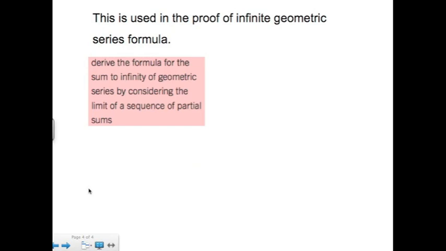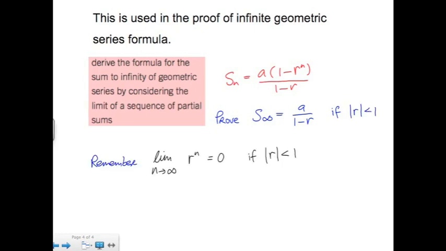Now we use this last result in a proof that is on the course, to prove the sum of an infinite geometric series. We're given in the log tables the formula for the sum of a geometric series, and we want to prove, again given the log tables, that the sum to infinity of a series is equal to a over 1 minus r if r has size less than 1.